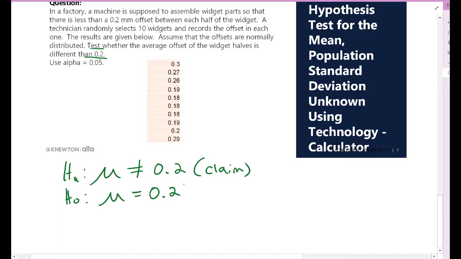All right. Why do we do a t-test here? Because we do not know the population standard deviation. Nowhere in the problem do they give us a population standard deviation. Therefore, we must perform a t-test. But we have the data values, so our first step is actually to put the data values into L1.